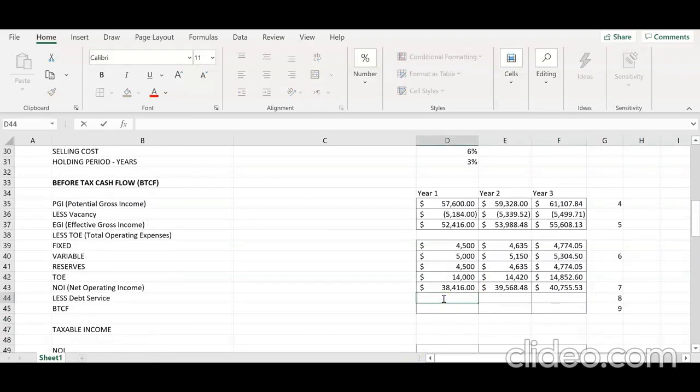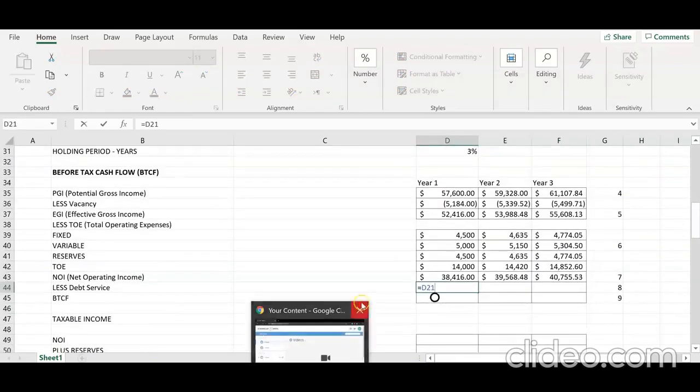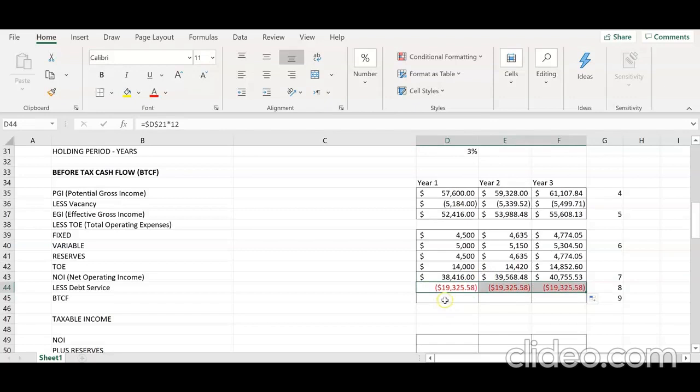For the less debt service, I use the loan monthly payments. I use the dollar signs too, multiplying by 12. Now we should be able to drag this down, and we can also add the remaining years.